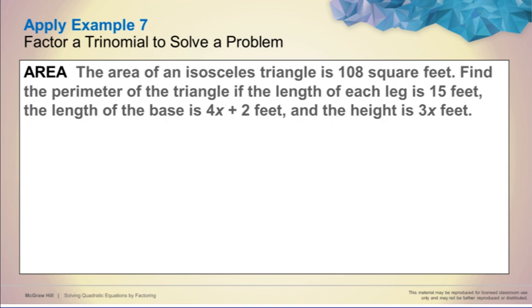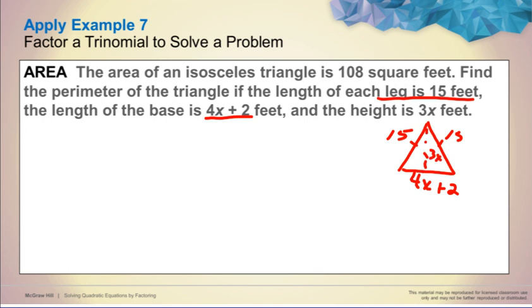Seventh kind of problem. Word problem, still factoring a trinomial. It says the area of an isosceles triangle. So an isosceles triangle means two of the sides are the same. And in this case, they say that each of the legs is 15 feet. The area of the whole triangle is 108 square feet. The base is 4x plus 2, and the height is 3x. I need to find the perimeter of the triangle.